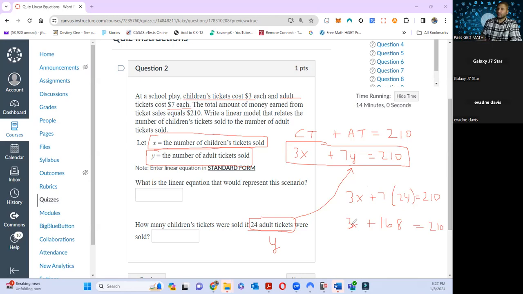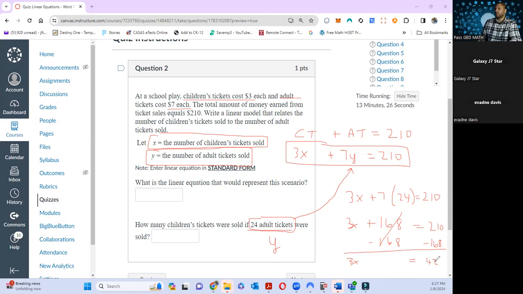You want to cancel one, so you put a negative 168. Okay, so we subtract 168 from both sides. We get 3x. The 168s cancel. Bring down our equal. 210 minus 168 is 42. We still haven't solved for x. What do we need to do to solve for x now?